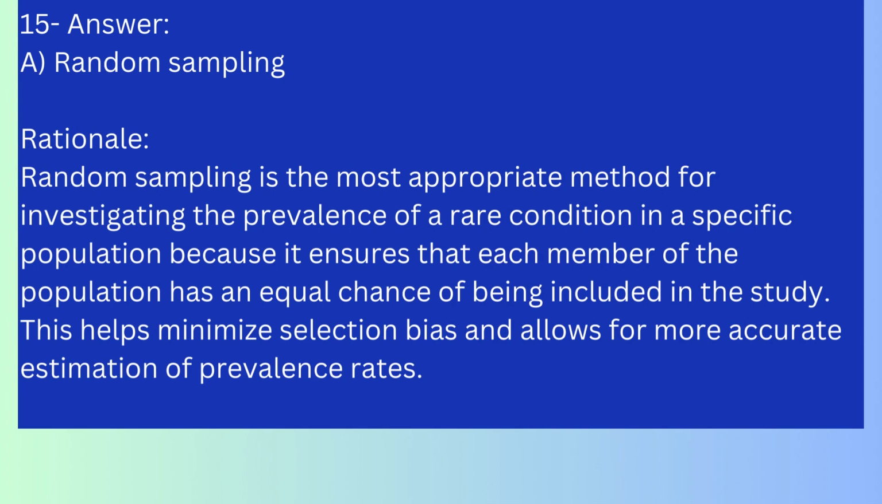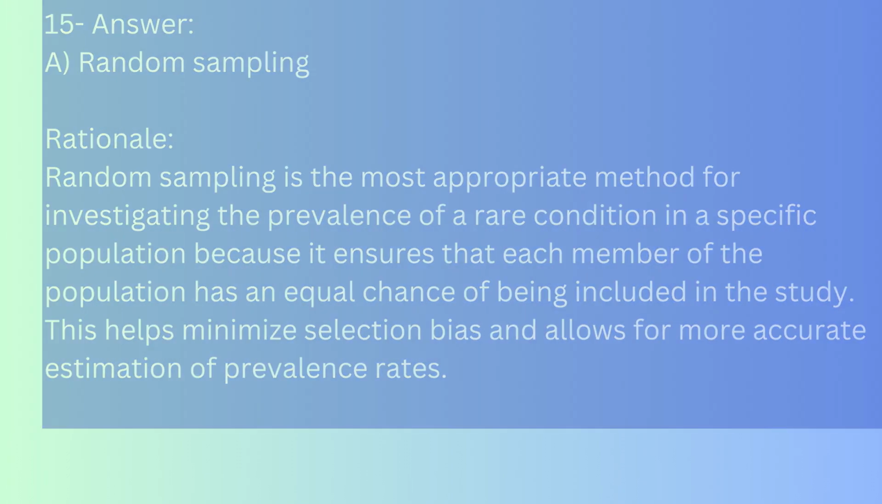Random sampling is the most appropriate method for investigating the prevalence of a rare condition in a specific population, because it ensures that each member of the population has an equal chance of being included in the study. This helps minimize selection bias and allows for more accurate estimation of prevalence rates.